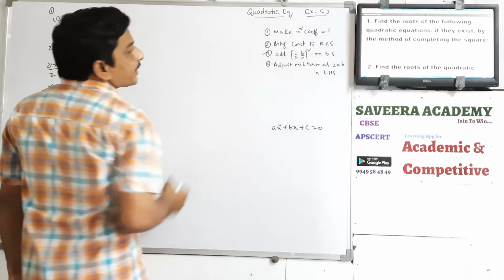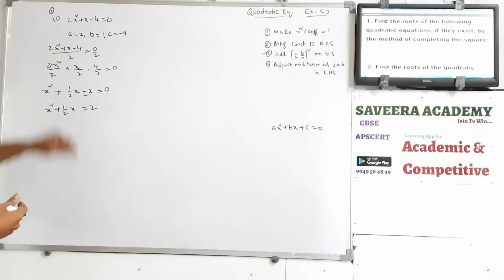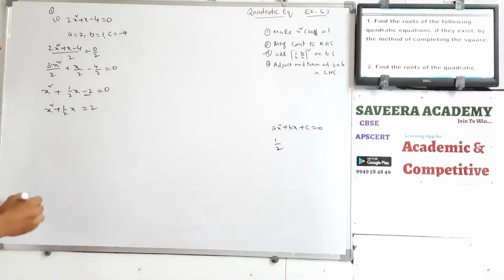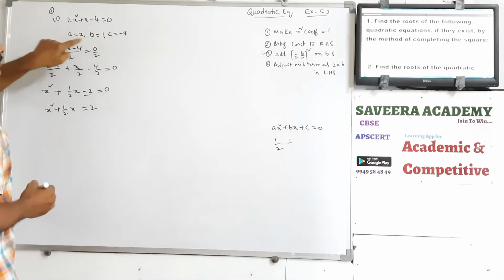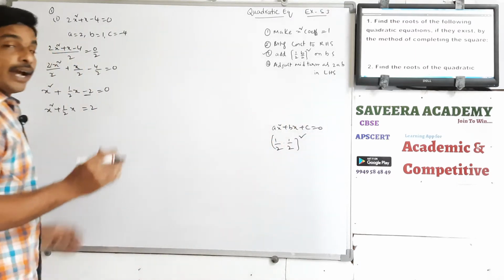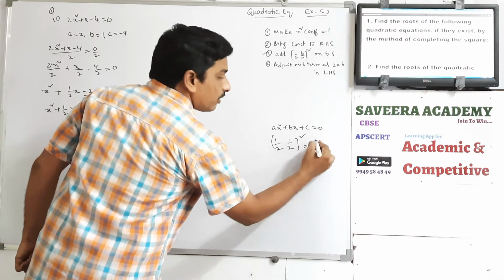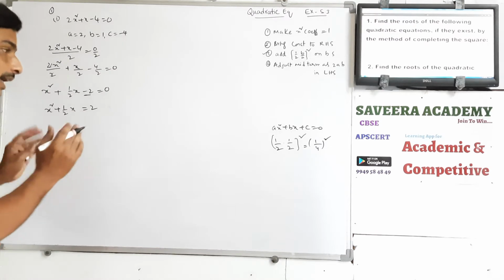Now, third step: add 1 by 2 b by a, whole square, on both sides. What we have to add is 1 by 2 b by a. The b value is 1 and the a value is 2, so 1 by 2 into 1 by 2, whole square, you have to add on both sides. 1 by 2 into 1 by 2 means 1 into 1 is 1, and 2 twos are 4. So 1 by 4, whole square, you have to add on both sides.